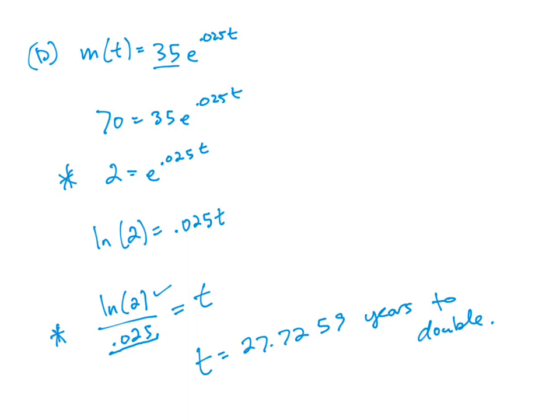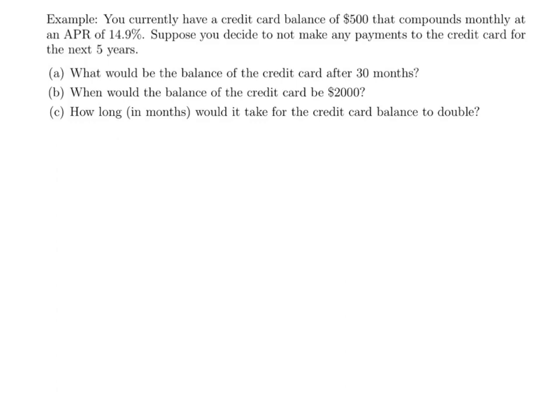All right, and then we're going to look at one more question. This says you currently have a credit card balance of $500, compounds monthly at a rate of 14.9%, which is actually pretty good if you can get a credit card that has that rate. Suppose you decide to not make any payments to the credit card for the next 5 years. Not smart. You want to be making your credit card payment.